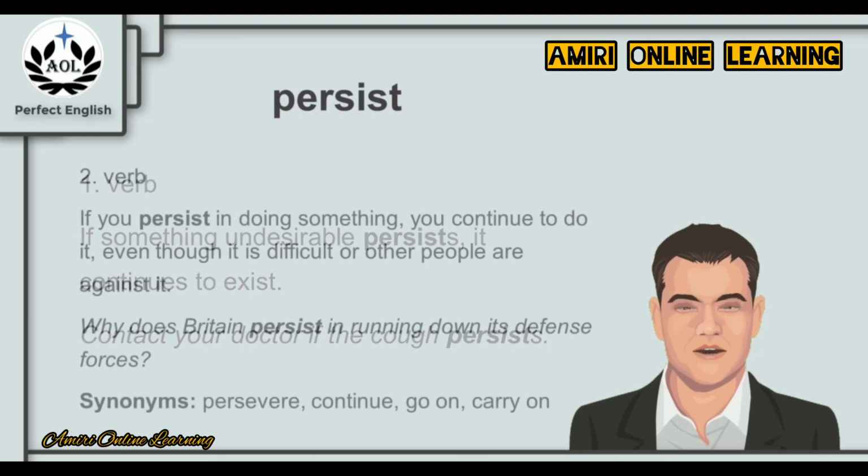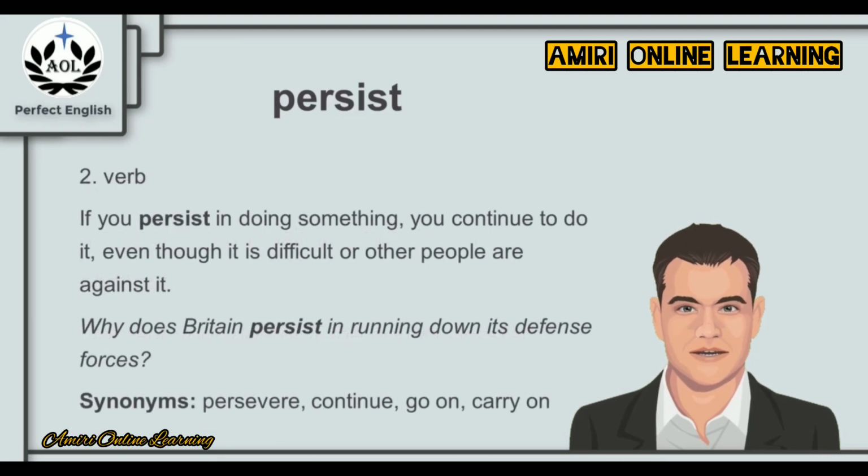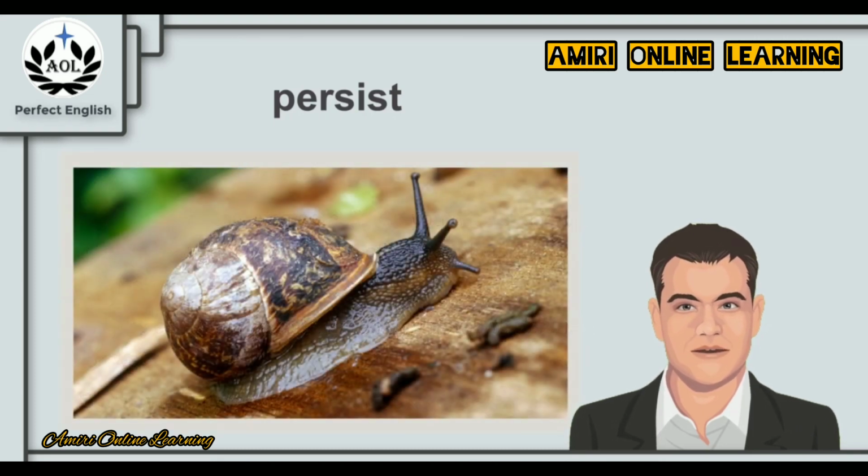And persist can be used in a different context, which is closer to the image we just saw. If you persist in doing something, you continue to do it even though it is difficult or other people are against it. For example, why does Britain persist in running down its defense forces? And synonyms for persist in this context are the words persevere, continue, go on, and carry on. So the next time you remember this picture of the snail, remember the word persist and what it means.